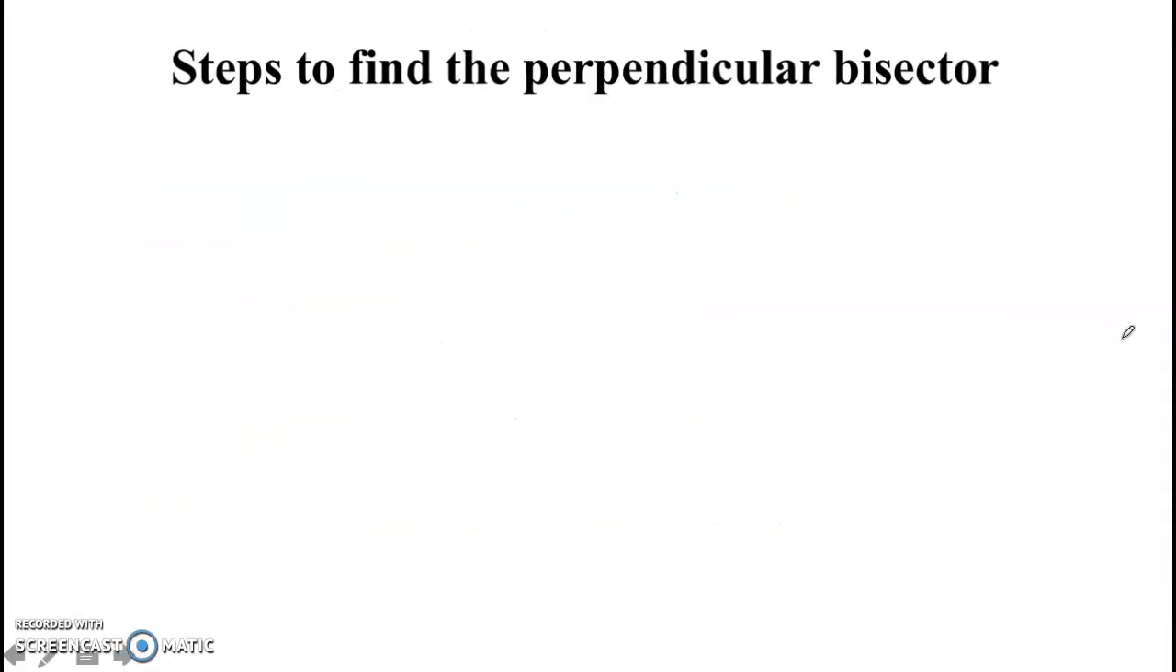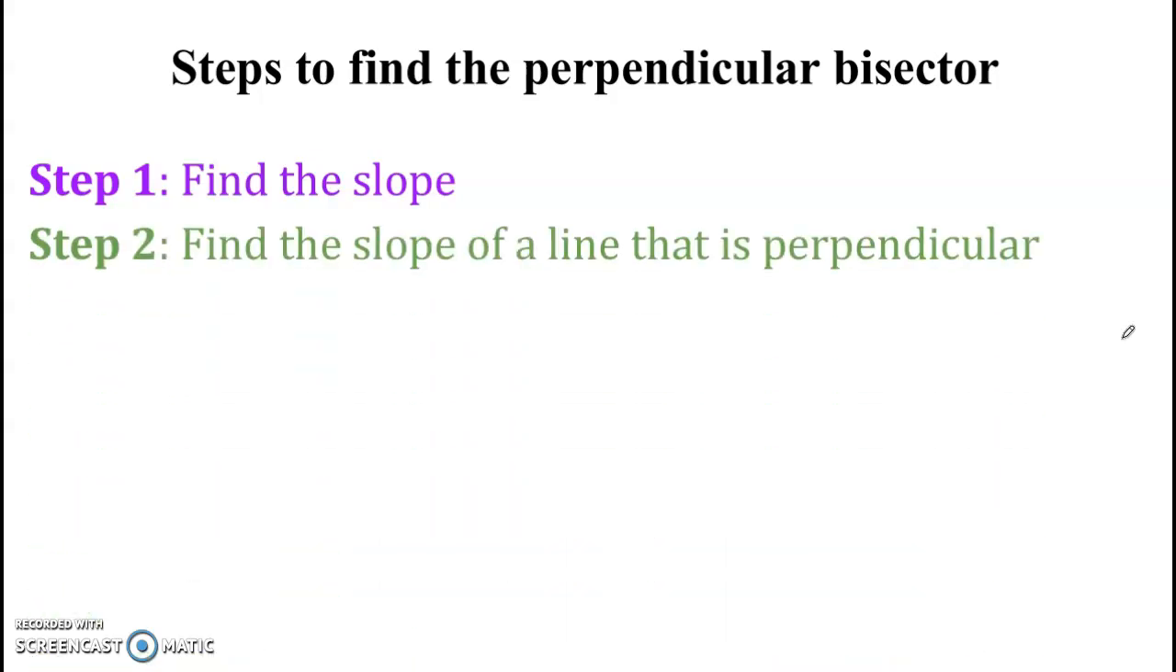In order to do this, there are 5 steps that we need to complete. So it's similar to what we've been doing with parallel and perpendicular lines. The difference here is that we're going to be given 2 sets of coordinates. So the first step is that we will find the slope. Step 2 would be we use that slope we found and get the perpendicular slope. That's when we do the opposite reciprocal.